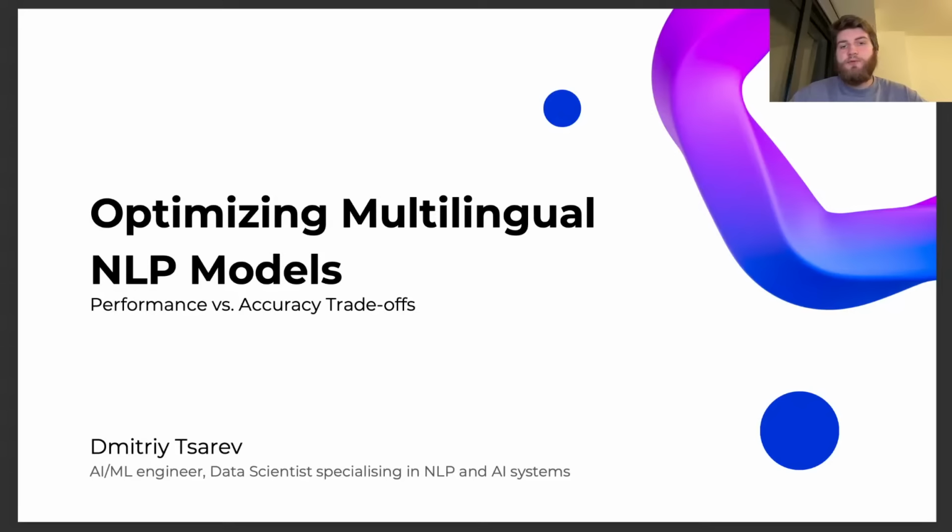Here's the reality I want to set up front. The best model is not always the right model, because in production you're constantly making trade-offs between accuracy, latency, costs, and maintainability. So today I'll give you a framework for making these decisions systematically, plus concrete techniques you can apply immediately. By the end of this session, you'll have a practical toolkit for optimizing multilingual models without sacrificing the performance that matters for your specific use case.